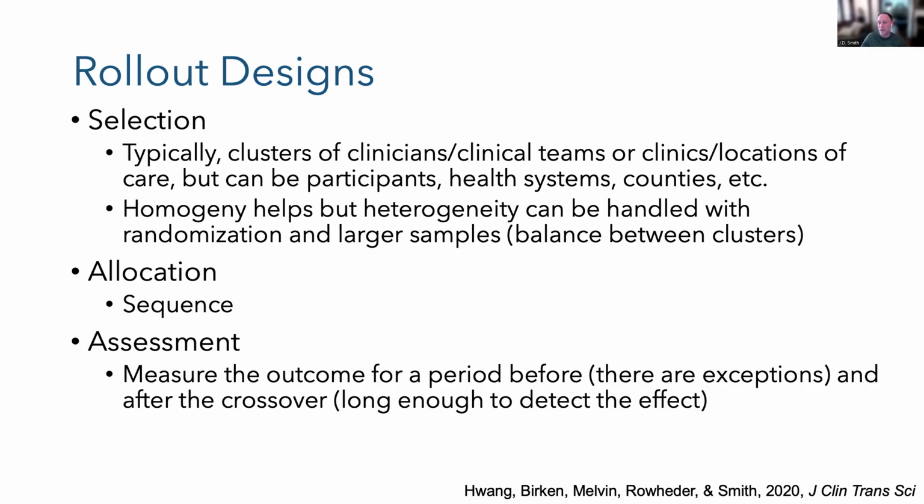Again, the allocation is to position in sequence. So when you're actually doing the randomization, it's whether you're going to be in the first cluster, the second cluster, the third cluster, et cetera. The assessment, you're typically going to measure the outcome for a period of time before the rollout, or before the crossover. But there are exceptions. There are rollout trials that actually do not have a control condition. And so I think I will share an example of that in today's slides.